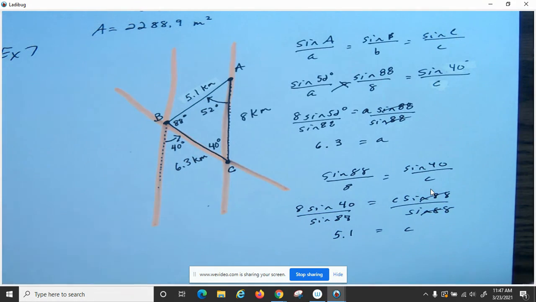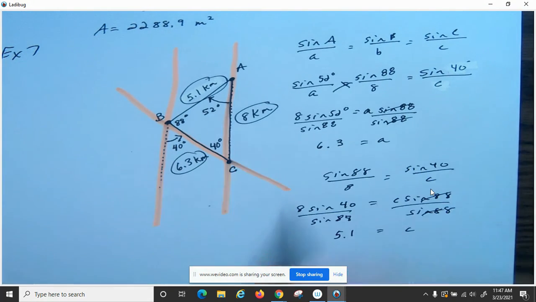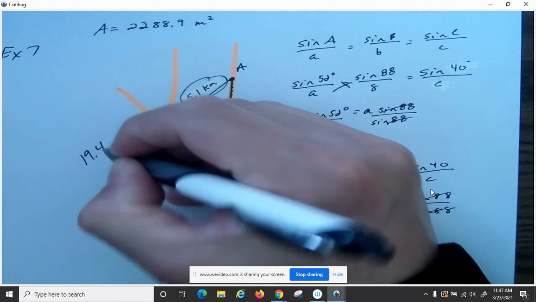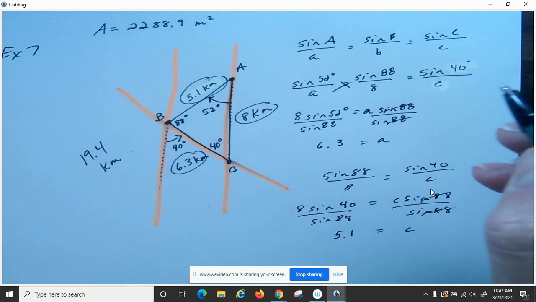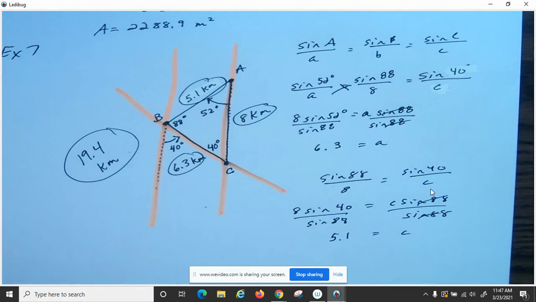All right, so what is the length of the race course? The perimeter of the triangle will give me the length of the race course. So 5.1 plus 8 plus 6.3 is going to be about equal to 19.4 kilometers. All right, so there is example 7, and that completes section 6.1.